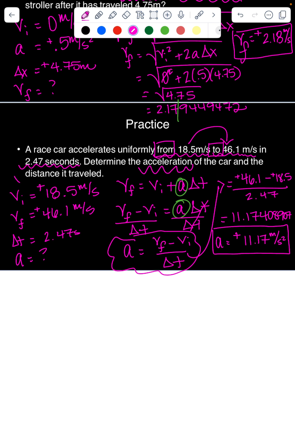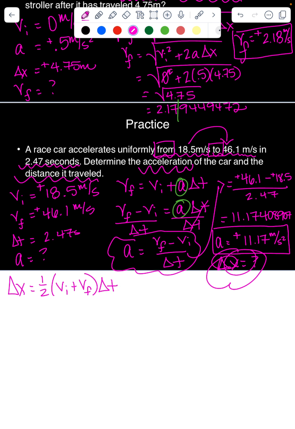The next thing is the distance that it traveled. So we are looking for delta x again. I want you to look at all the 3 other equations that have delta x in them. Our first one: delta x is equal to 1/2 times v initial plus v final times delta t. We don't have to rearrange this. We can just go ahead and plug it in.